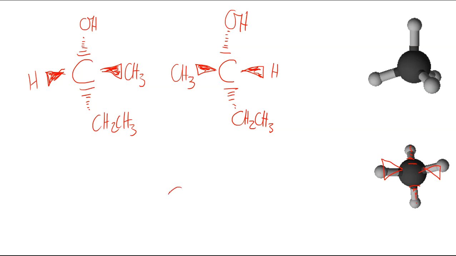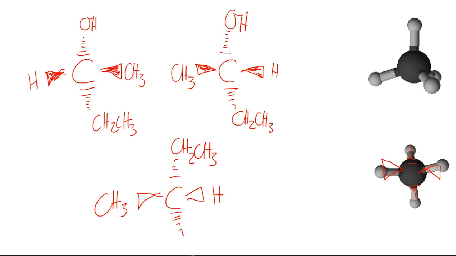If I swapped it around, with those as my wedges and those as my hashes, and I swap those 2 around where I had the methyl and the hydrogen on that side, and I also swapped the OH and the CH2, CH3, so now I've got the CH2, CH3 at the top and the OH at the bottom, then this is not an enantiomer. This is identical to the molecule on the top left. So just be careful, only swap 1 pair.